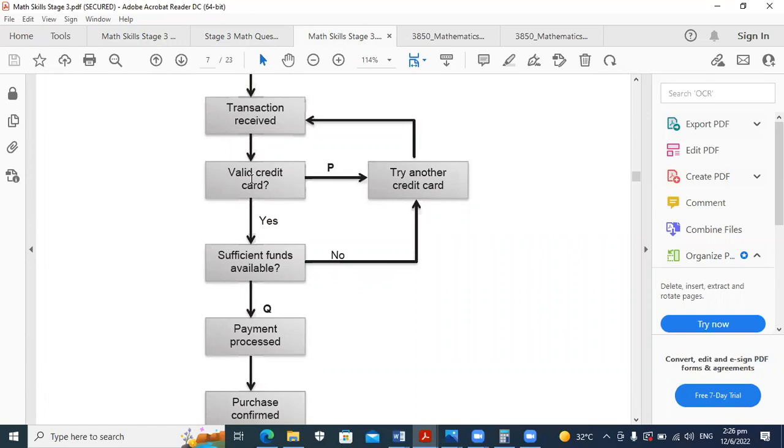If the credit card is valid, going down would be yes. So if the credit card is not valid, I think you'll go to the right. I think P would be no. When is the credit card valid? What is it asking? Do you have money on the card? That's what it's asking. So if there's no money on the card, what must I do? Try the next credit card, right?